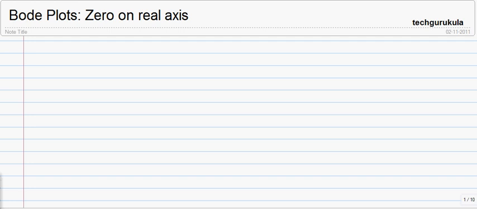In this video we're going to see the Bode plot of a zero on the real axis, and the function for a zero on the real axis looks like this: 1 plus sT. Now for frequency analysis we substitute s with j omega, right? And we look at magnitude and phase as omega is varied from 0 to infinity. Now the zero of this one is when s equals minus 1 over T.